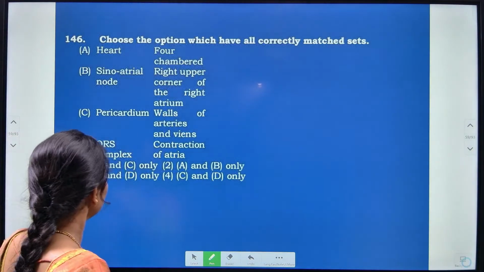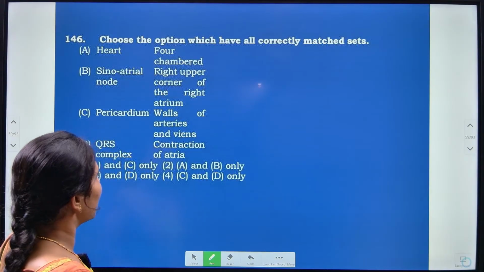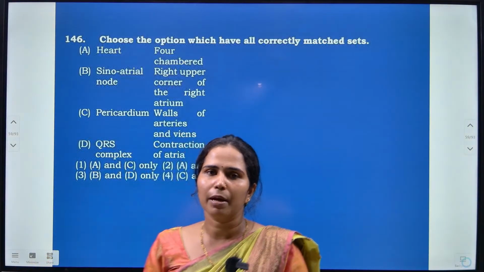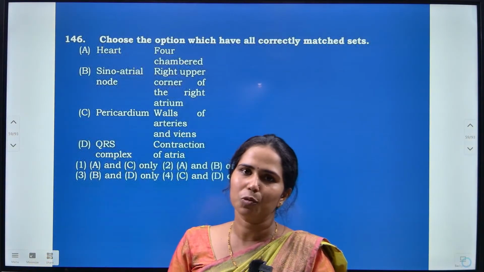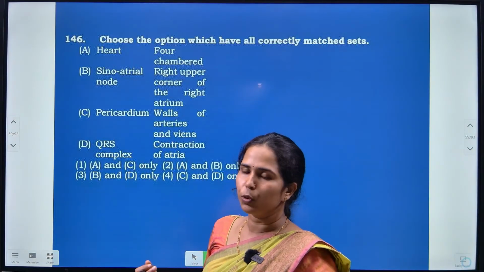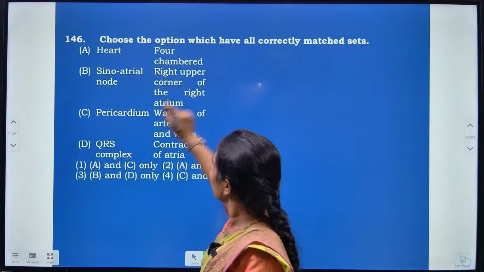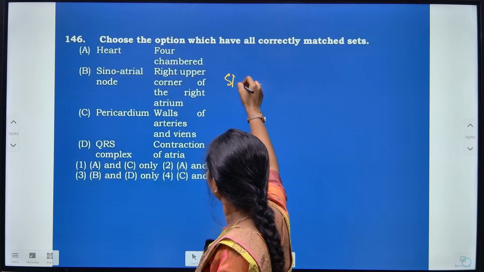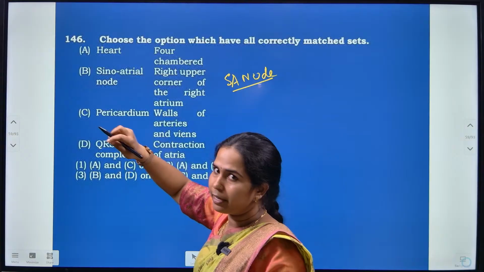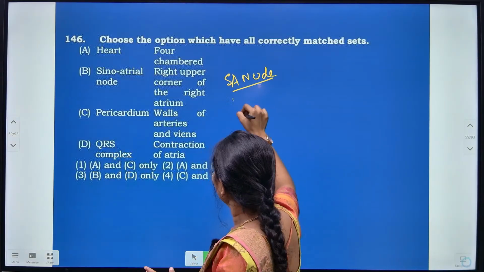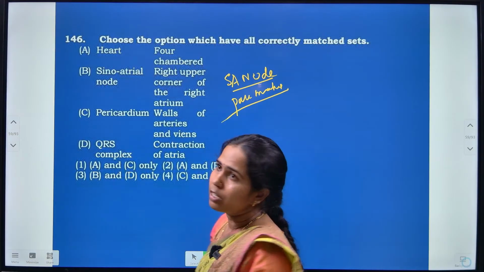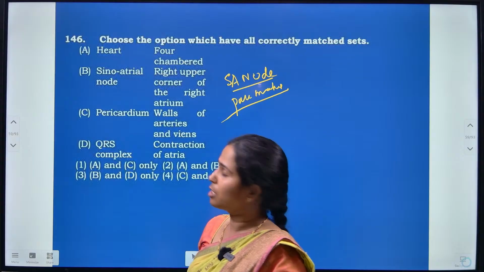Next question. Yes, choose the options which are all correctly matched here. So how many of the options are correctly matched? You have to choose based upon the characters present here. Heart, as you all know, is made up of 4 chambers, 2 atria and 2 ventricles. Sinoatrial node, that is also called SA node. SA node is present at the right upper atrium of the right part of the heart, which is also called the pacemaker, which helps in conducting say 70 to 80 heartbeats per minute.